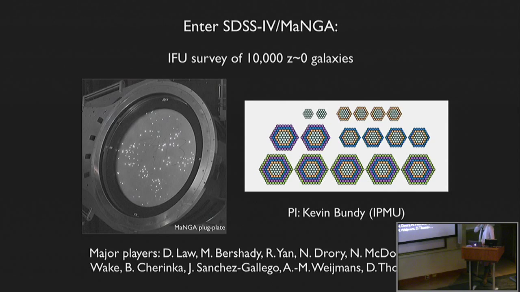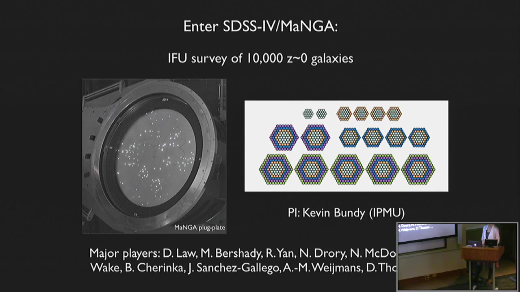And so that's where the Sloan 4 MaNGA survey comes in. It will be the deepest, largest survey of galaxies ever performed. So it's ideal for searching for very rare signatures like this. It is a spatially resolved spectroscopic survey done with the BOSS spectrograph, which has been modified so that one can observe each galaxy with a bundle of fibers represented here.